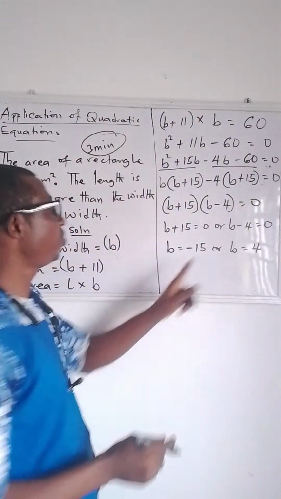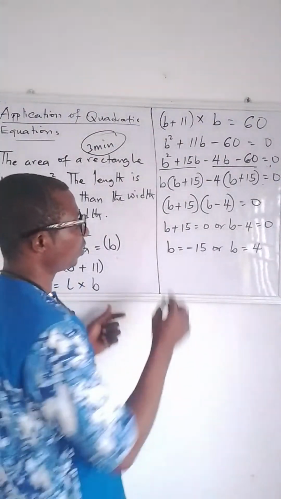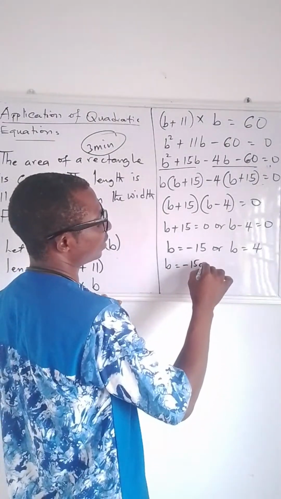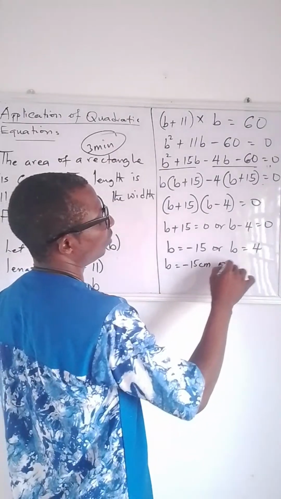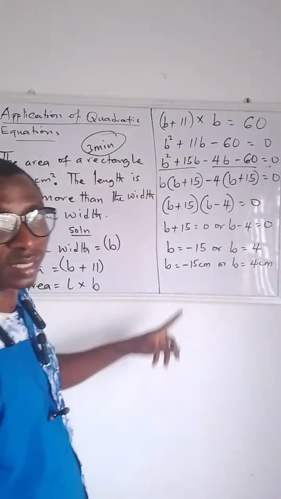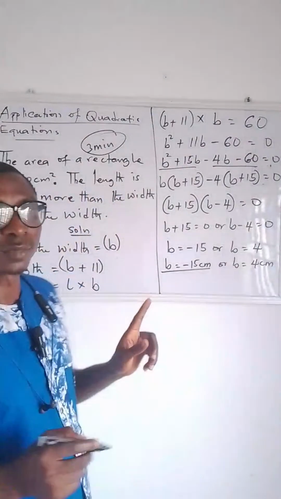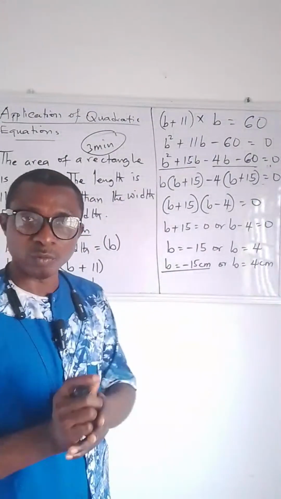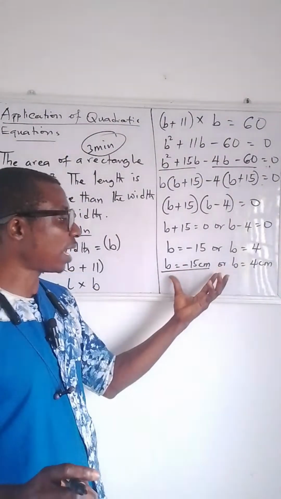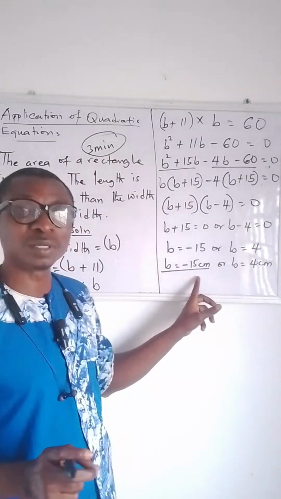And don't forget, b is our width. So width should be in centimeter. So that means b is either minus 15 centimeter or b equals to 4 centimeter. Are we making sense here? No, we are not making sense here. Okay, because whenever you are taking measurements of two points, you cannot have a negative result. You can't have a negative, so b cannot be minus.